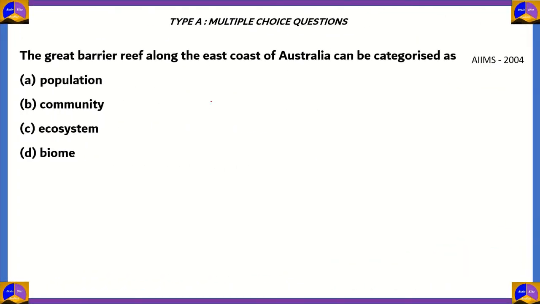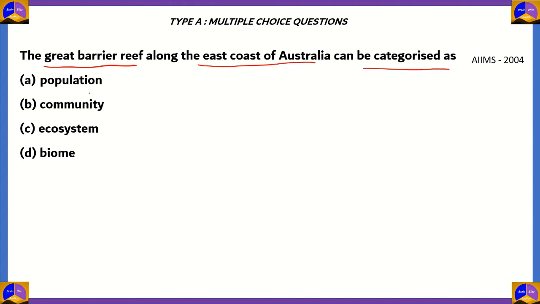Next question. The Great Barrier Reef along the east coast of Australia can be categorized as: is it option A, population; option B, community; option C, ecosystem; or is it option D, biome? Now remember that the Great Barrier Reef is the largest reef in the world. So therefore, the size of it would be considered when we're categorizing it.